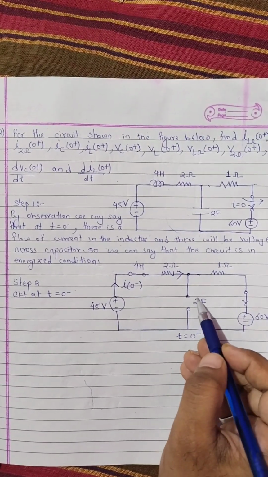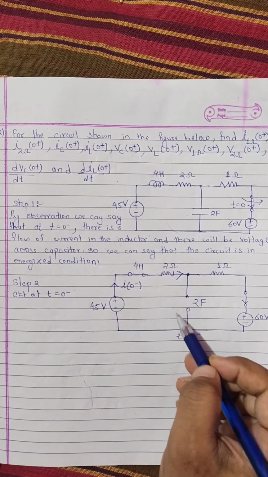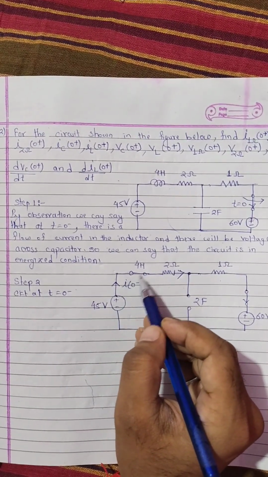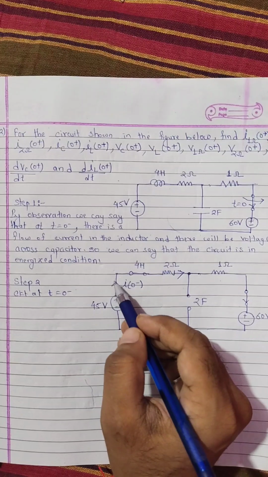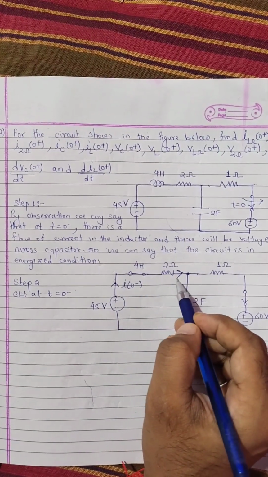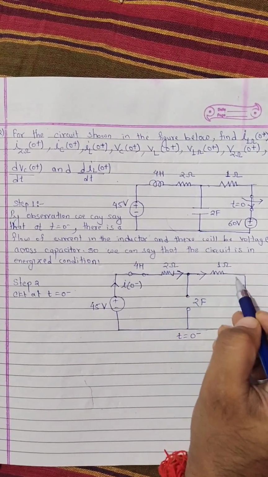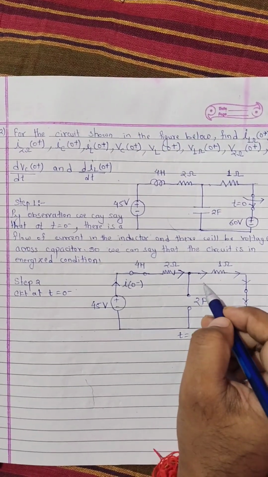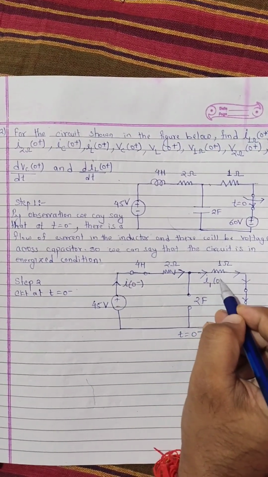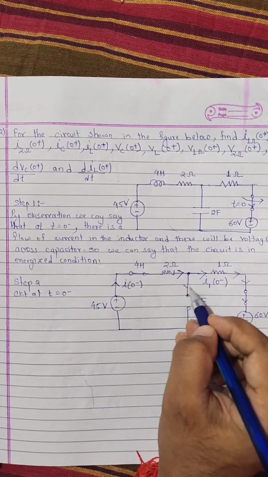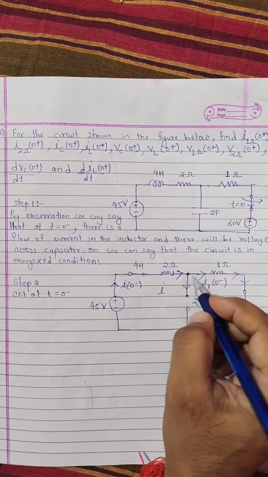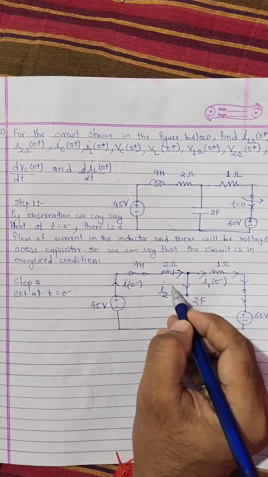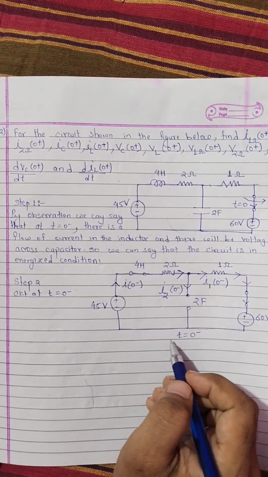Previously I said that this is an open circuit, but physically there is a capacitor of 2 farad. So this I0 minus current will flow in this branch. Let us suppose in this branch I assume the direction of current in this direction and call it I1 at 0 minus. Similarly, in this branch, let us suppose the direction of current is downward, and the variable is I2 at 0 minus.